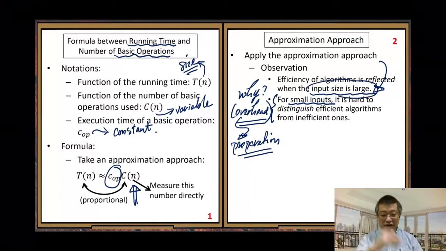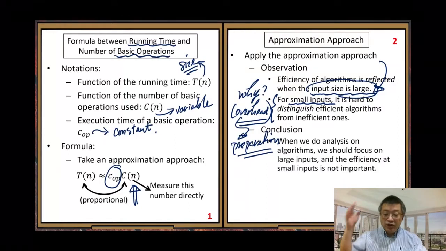Okay, all right, so that's the explanation. Then the conclusion. When we do analysis on algorithms, we should focus on large inputs. The efficiency at small inputs is not important because it is distorted by the overhead factor. So we cannot measure the efficiency precisely.